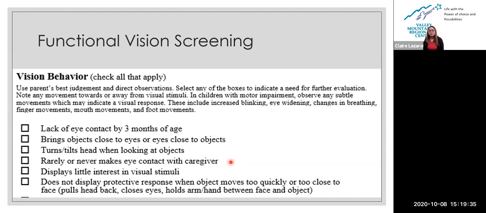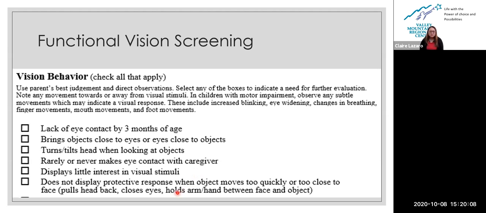Although, as I'm sure you all know, not every child with autism lacks eye contact. There are kids with autism that have good eye contact. And then, does the child display little interest in visual stimuli? Parents buy all these nice toys that have lights, and we want to see that the child is interested in that. If the child is not interested, you question that, and that's one of the red flags.